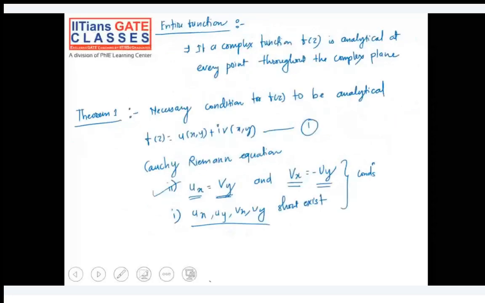The next definition here is the entire function. What is the entire function? We understood analytical function. When a function is differentiable at z0 and also in the neighborhood of z0, then we say the function is analytical at point z0. When we say a function is an entire function, if a complex function is analytical everywhere in the complex plane or throughout the complex plane, then we say it is an entire function.